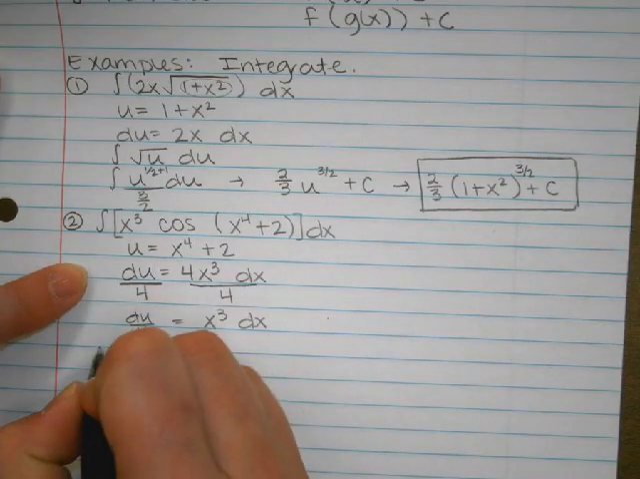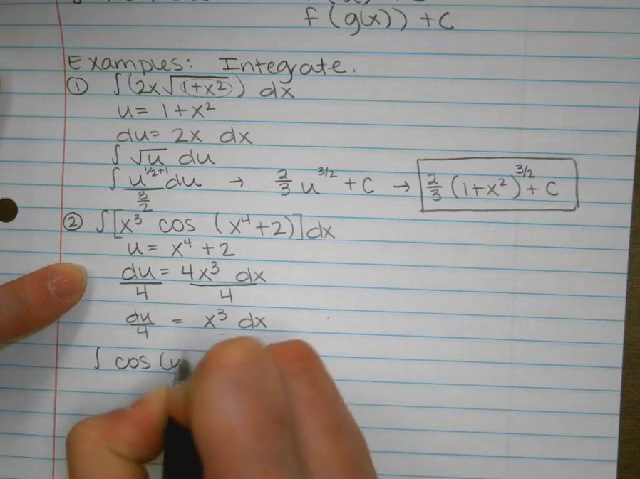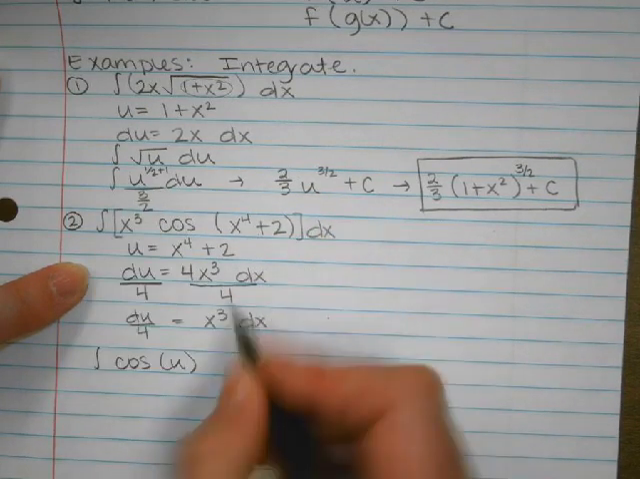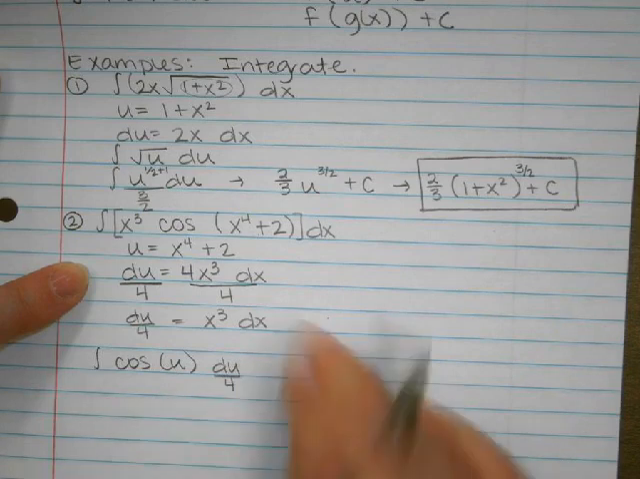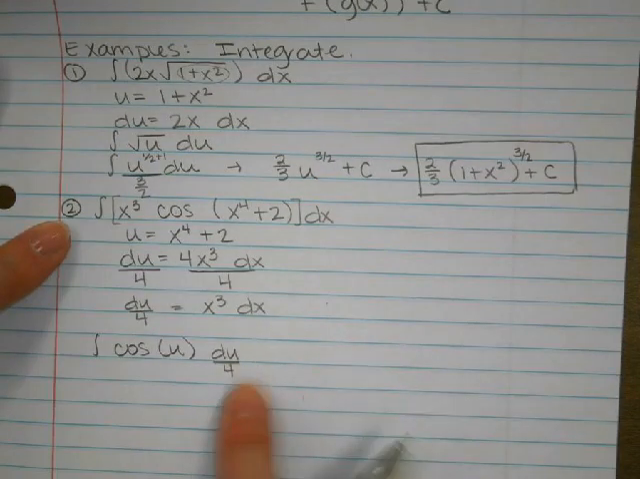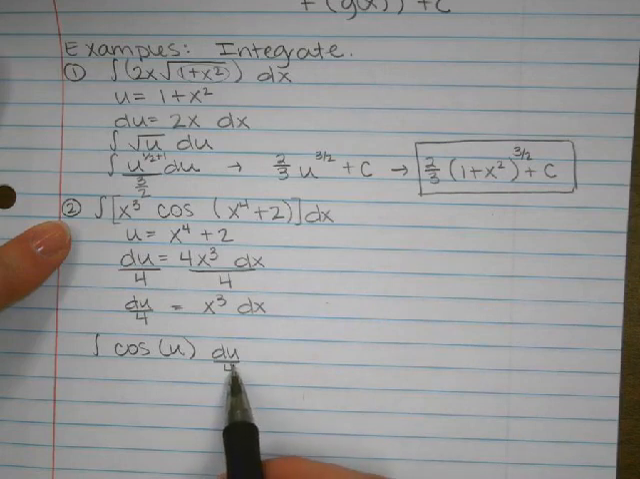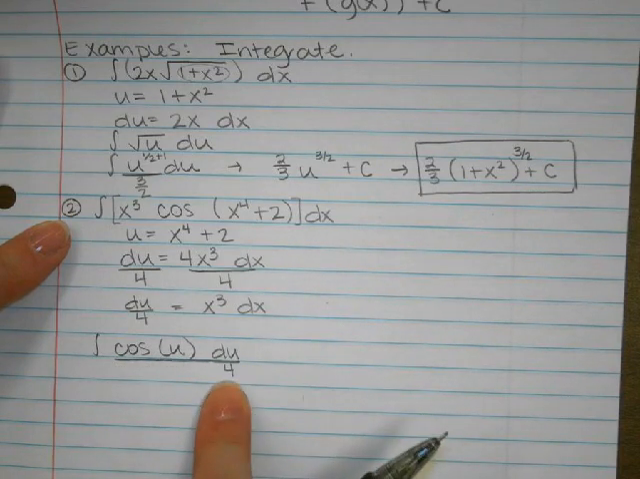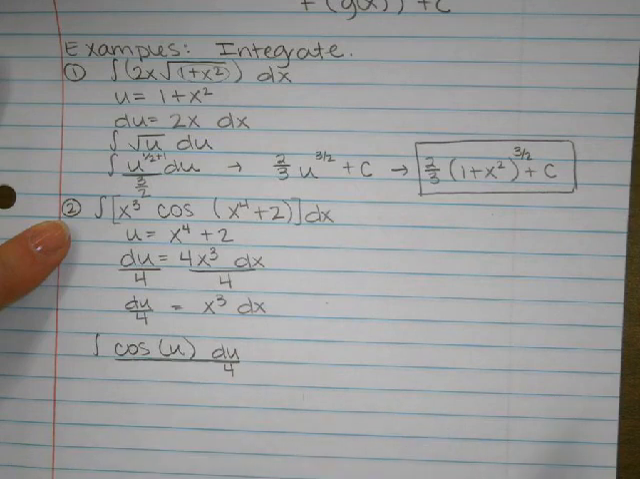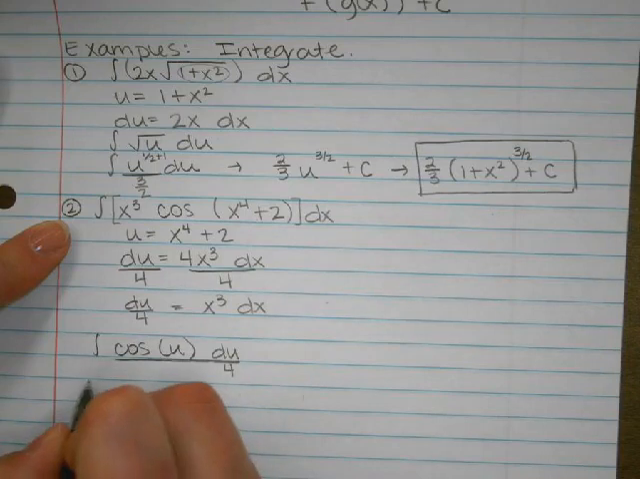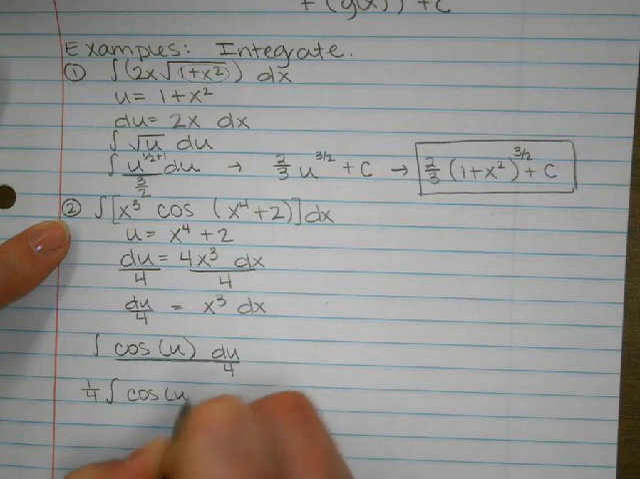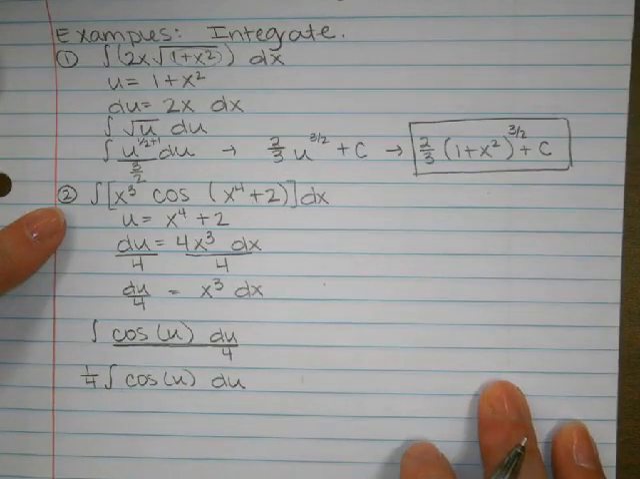So I've got the integral of cos of u, and so that takes care of this, cos of u. And then for the x to the 3rd and the dx, I'm going to write du divided by 4. Now, most of us would not leave du divided by 4. That's kind of weird. So I'm going to say that this whole thing is being divided by 4. And if I have something divided by 4, that's really like taking 1/4 of that something. So I'm going to pull a 1/4 to the front of this integral. So I have 1/4 times the integral of cos of u du. And now I can go ahead and integrate like normal.